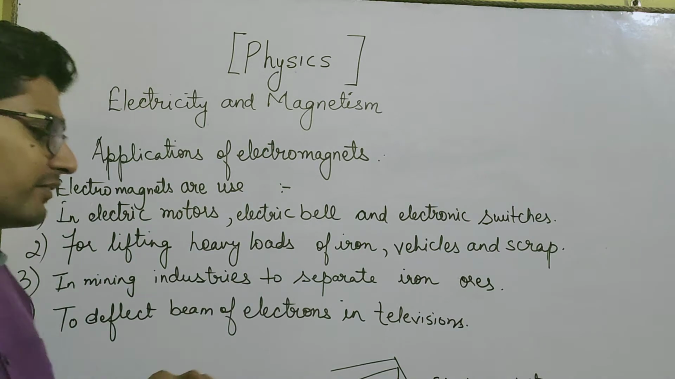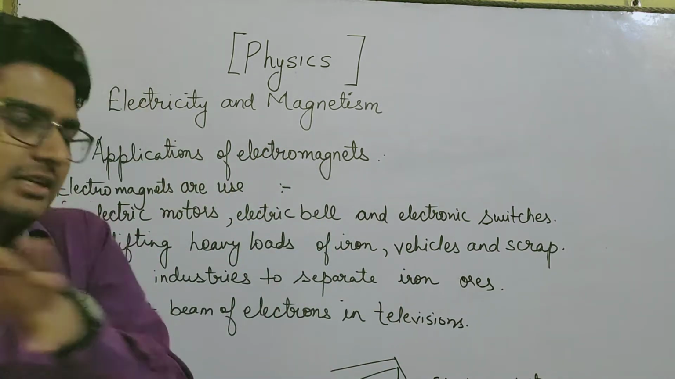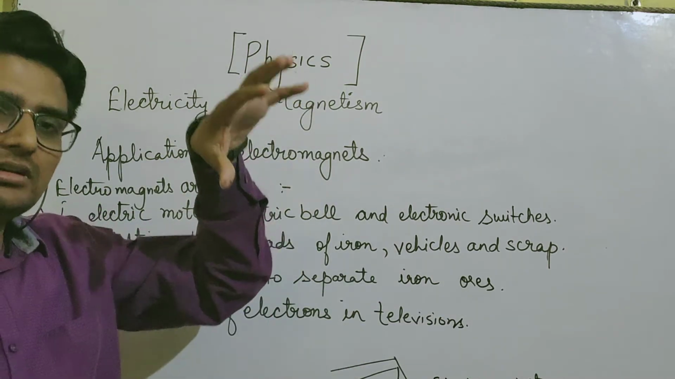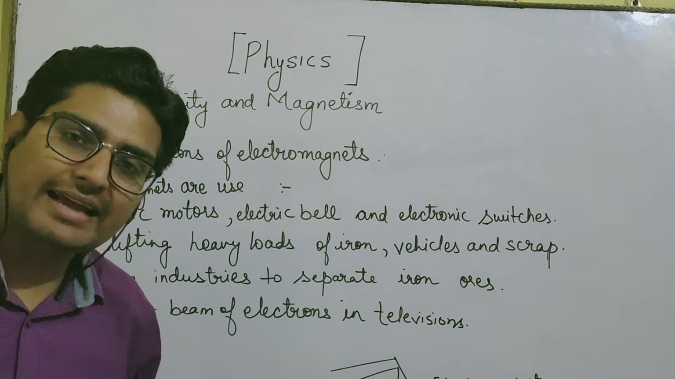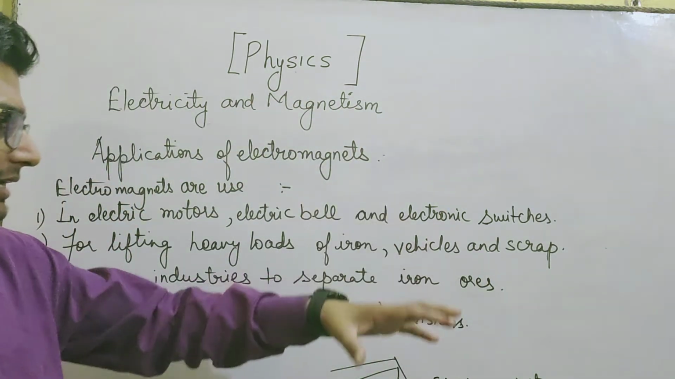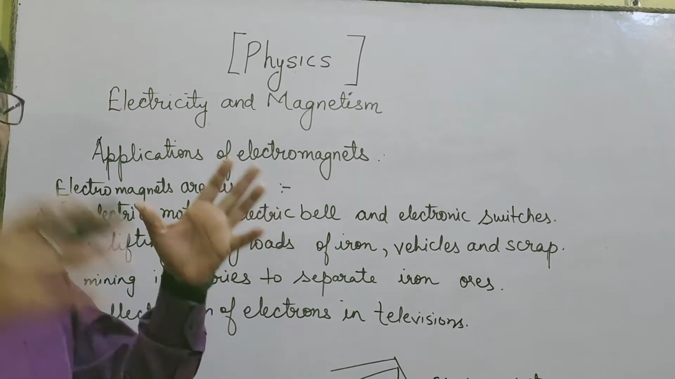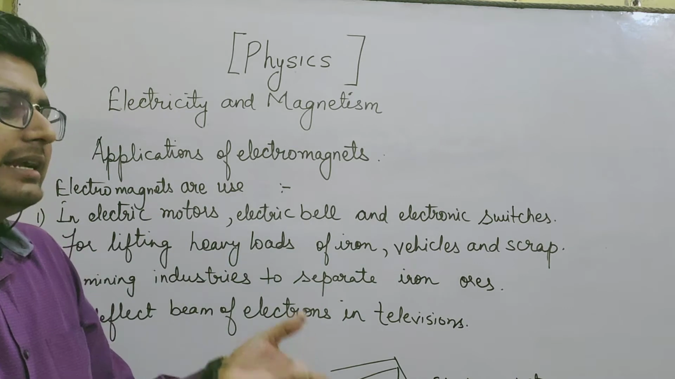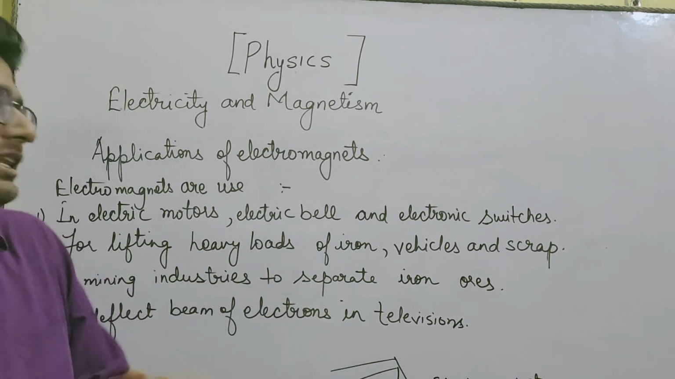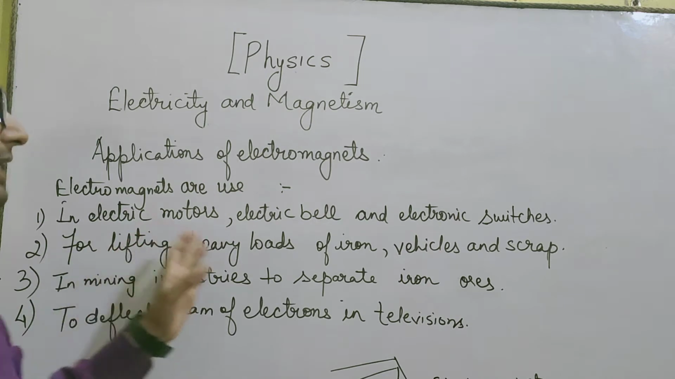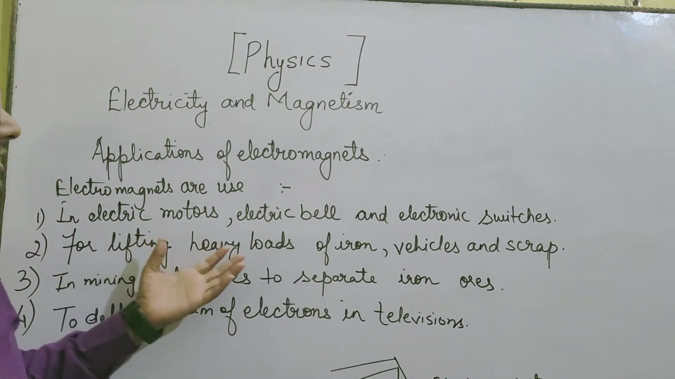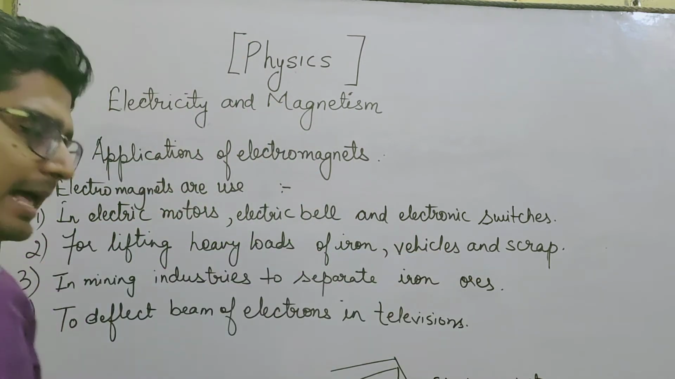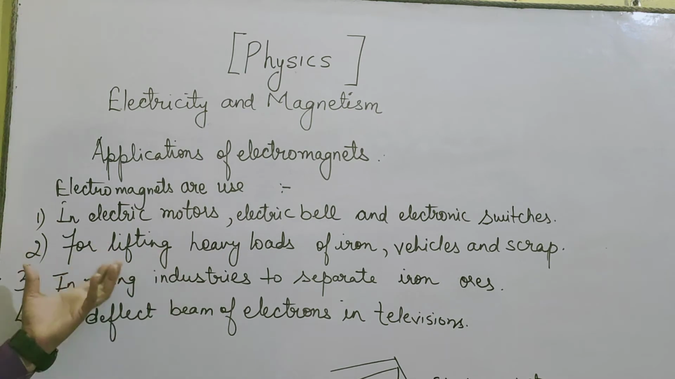And then wherever you have to carry that iron, you can carry it, and there you switch off the supply of current, and that electromagnet will stop behaving like a magnet anymore, and it will release that iron over there. So vehicles, large pieces of iron or scraps can be sent from one place to another place easily with the help of electromagnet. So whenever you want to lift heavy loads made up of iron, it can be large vehicles also, trucks and all, and scraps, these can be transferred with the help of electromagnets.